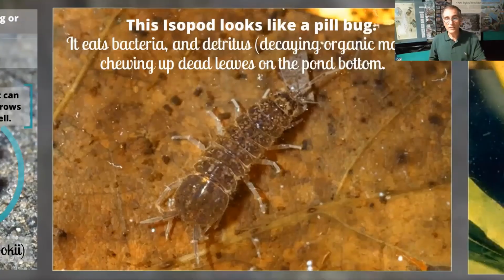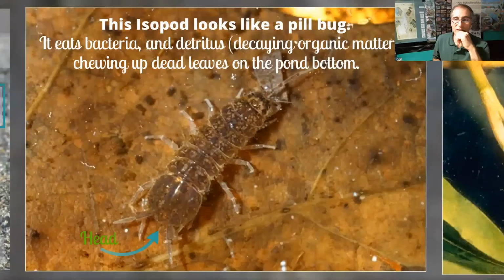This is an isopod. It acts as a composter. It eats detritus and leaves. It chews them up. That's why you don't see leaves coming up to your neck. Oh, that was his head back there. Sorry about going so fast on the slides.